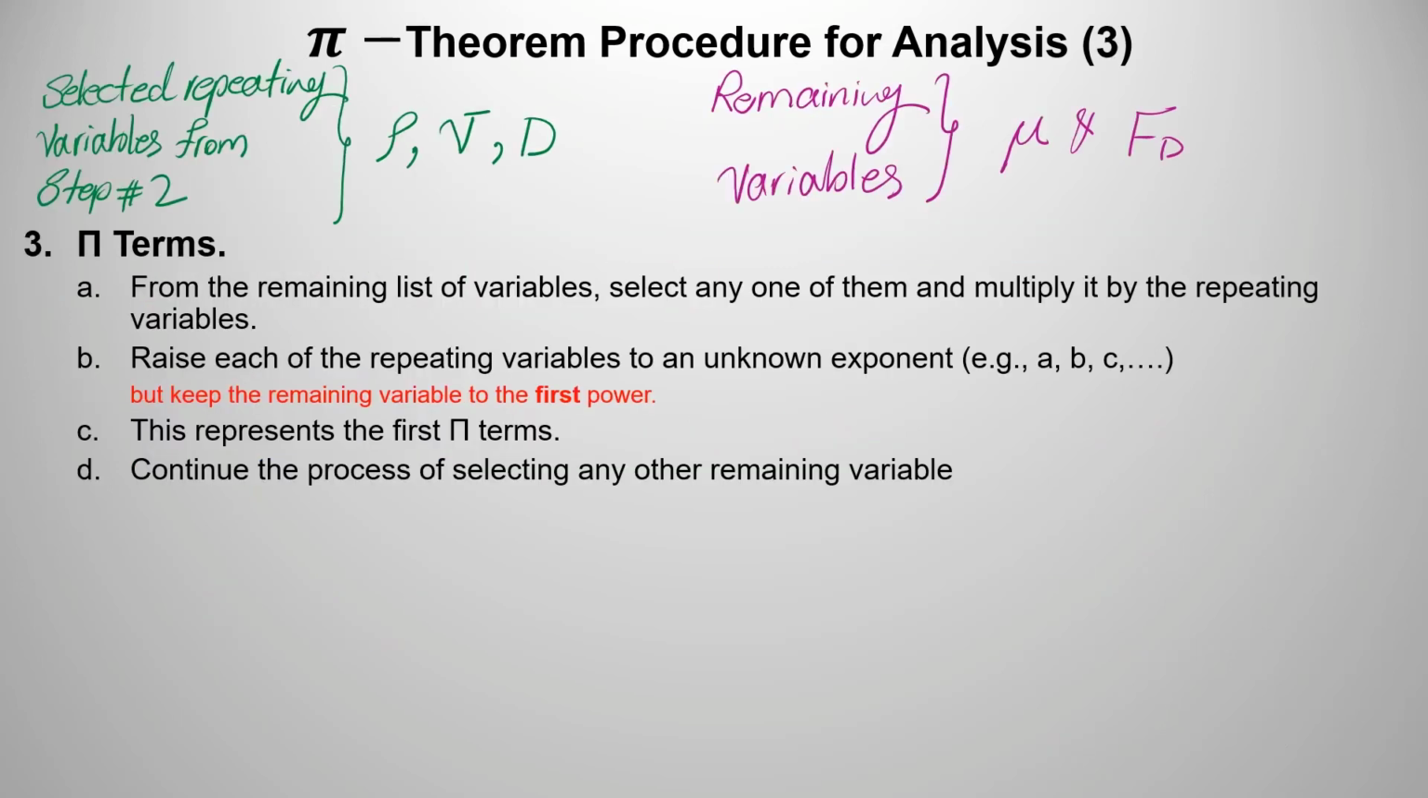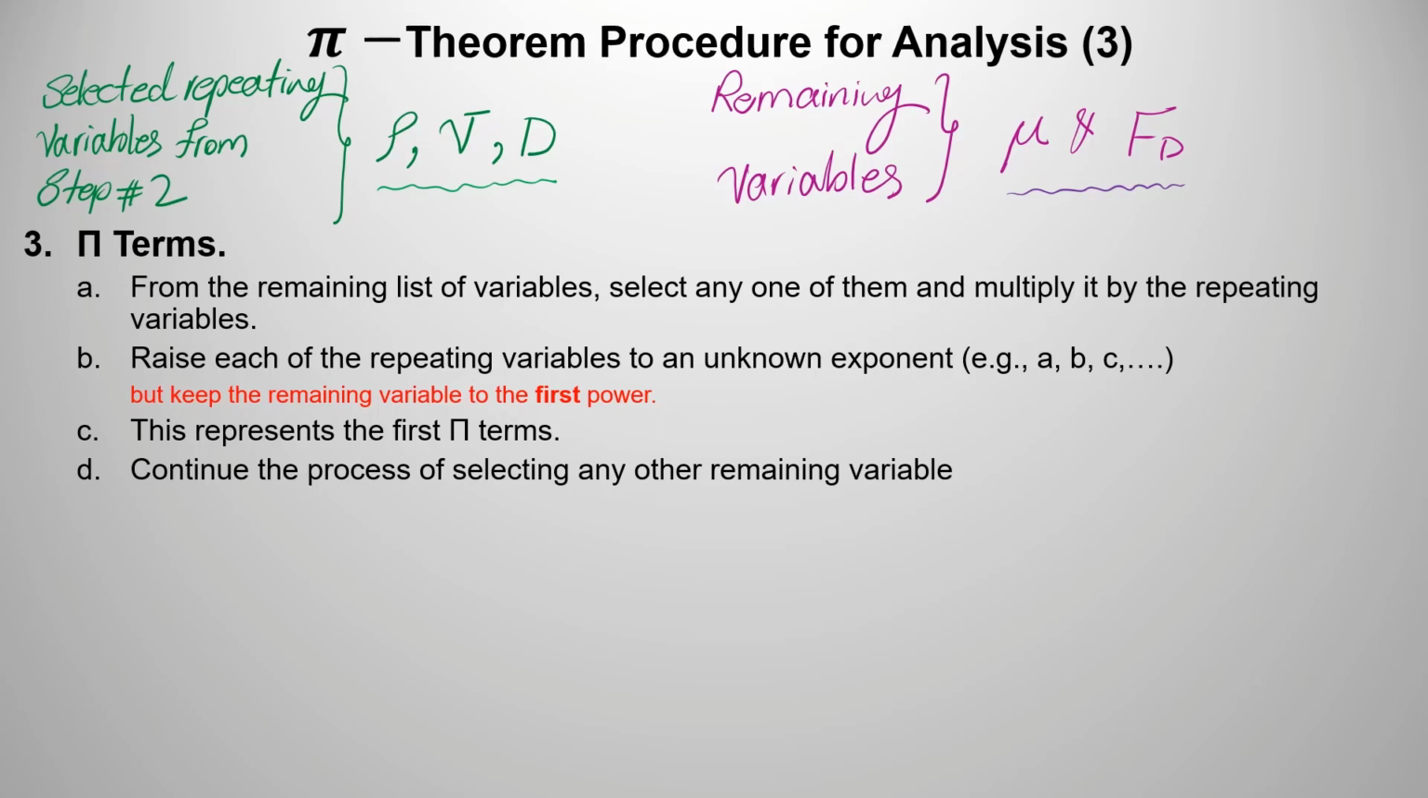In previous step number 2, we selected repeating variables, and I have written the repeating variables over here for you: rho, V, and D in our example. Now, the rest of the variables that are not selected are called remaining variables, and I have written the remaining variables in our example over here. So now let's get on with step number 3.